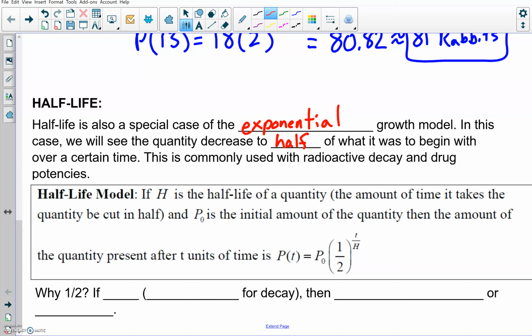So why the half? Well, if you think about the R equal to negative 1/2, negative for decay, then the P naught times 1 plus R to the T would really be equal to the P naught times 1 minus 1/2 to the T, or P naught times 1/2 to the T. And then that T over H, very similar to what was going on with the half-life.